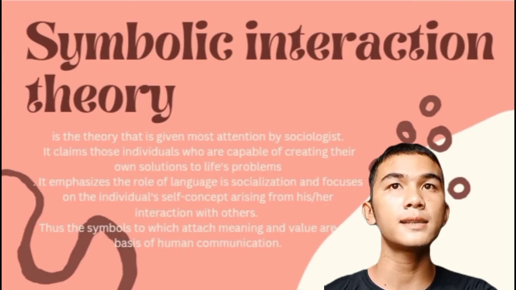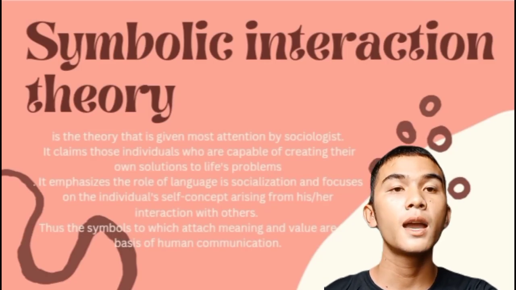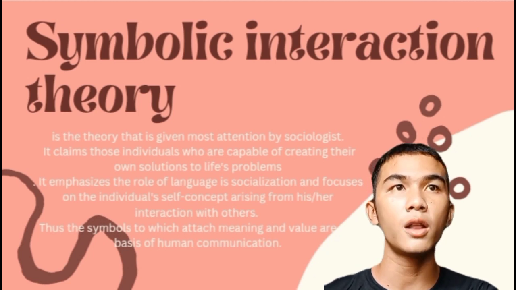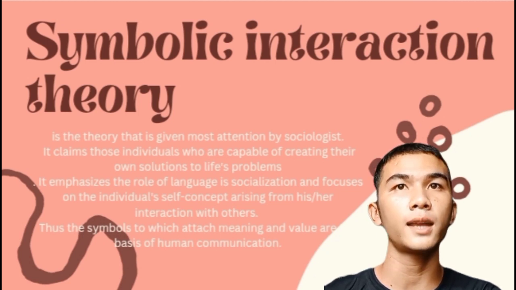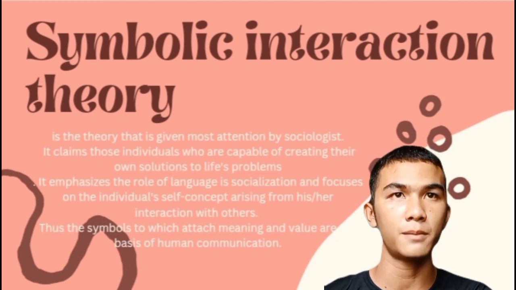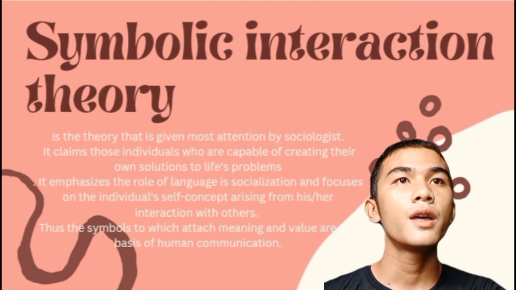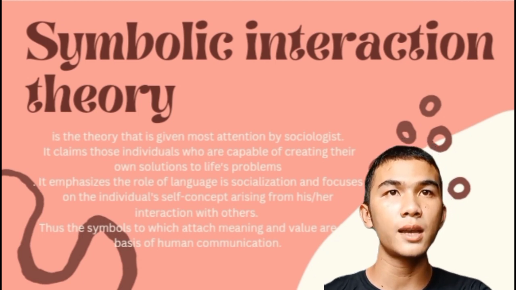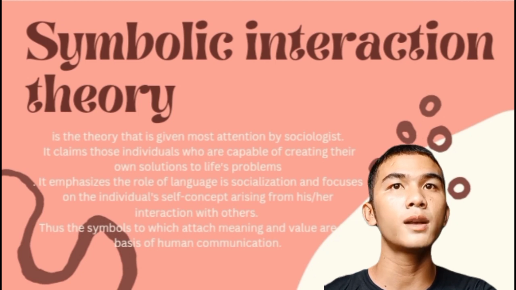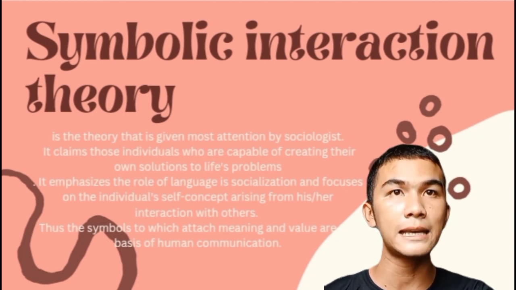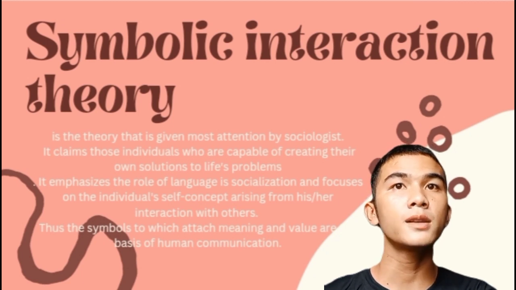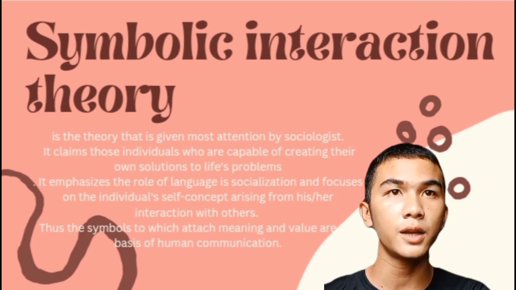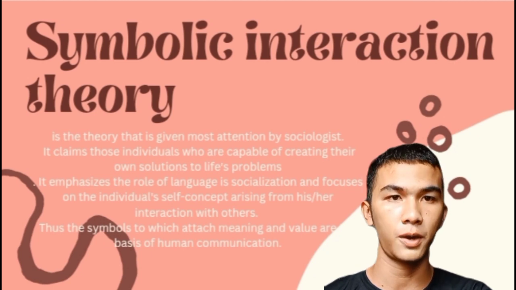The third theory is the symbolic interaction theory. This theory is the theory that is given most attention by sociologists. It claims that individuals are capable of creating their own solutions to life's problems. It emphasizes the role of language in socialization and focuses on the individual's self-concept arising from his or her interaction with others. Thus, the symbols to which we attach meaning and value are the basis of human communication.